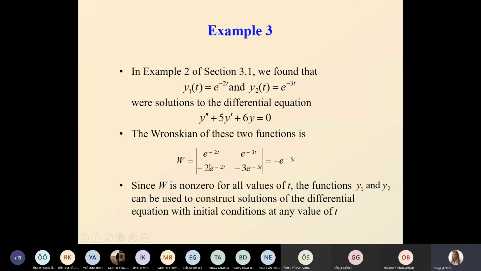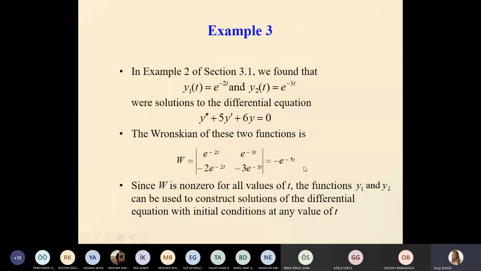And I'm taking the determinant. 2 by 2, it is easy. Multiply this diagonal, minus multiply the other diagonal. This diagonal is going to be minus 3 e to the minus 5t. This diagonal, minus, which will be plus 2 e to the minus 5t. Minus 3 plus 2, minus e to the minus 5t. And as you can see, this is an exponential function.